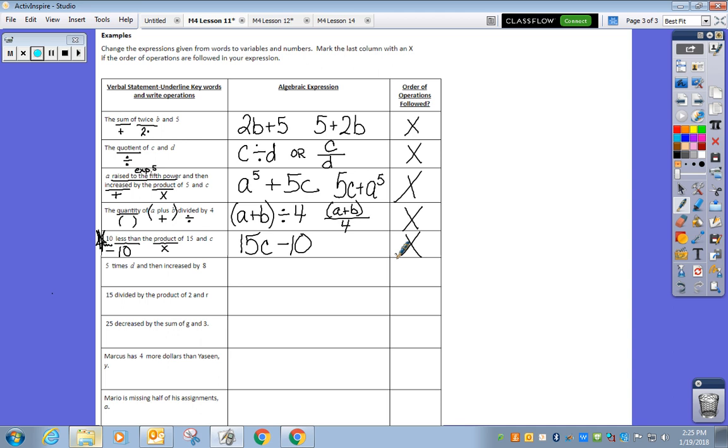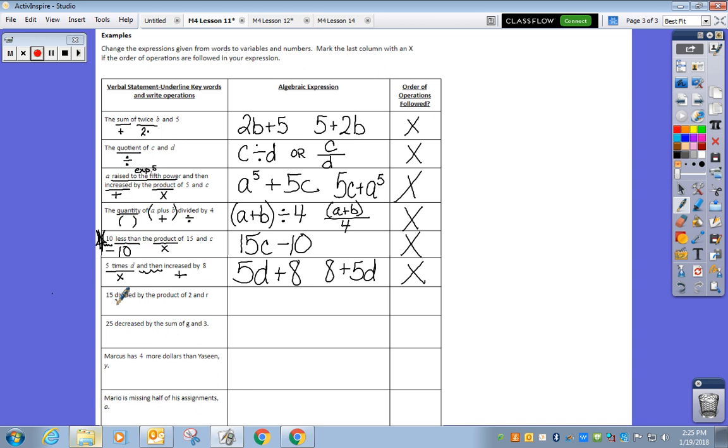The next one says 5 times D, times is multiplication, and then increased by 8. So 5 times D is 5D, increase it by 8. With this one, again, order does not matter because regardless, even though it says and then, I would still be doing 5D first because multiplication comes before addition. So I could write it 8 plus 5D. Still multiplying first and then increasing by 8.